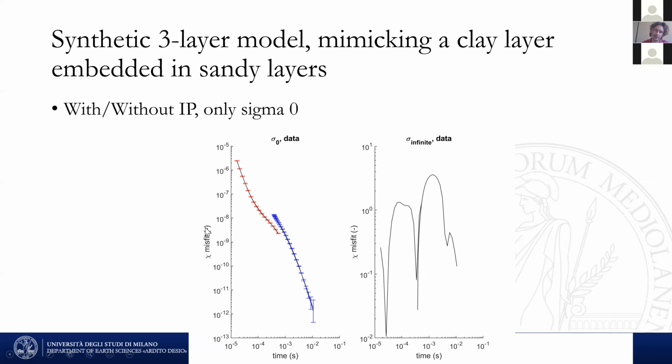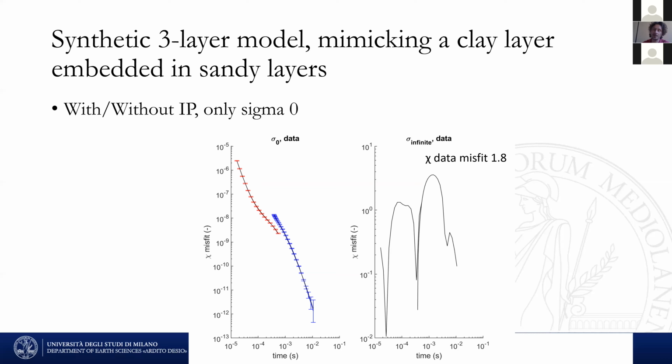So this is dBdt. Here we have the data as a function of time, and here on the right panel we have the data misfit. So the total data misfit, if we do the forward response without IP, is around 2. A misfit of 2 is way too high compared to what we can expect and accept in an airborne EM inversion.